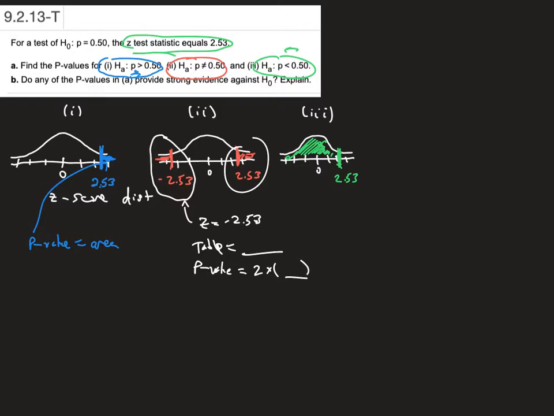For number 3, if I look up z equals 2.53, then the table is going to tell me how much area is shaded to the left of that, which is what I want. So whatever the table says, that'll be my p-value.